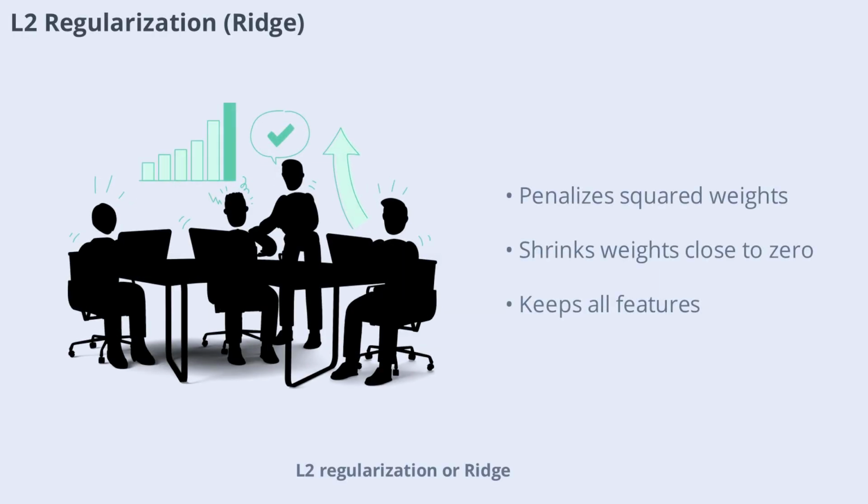L2 regularization, or ridge, adds a penalty based on the squared values of the model's weights. Unlike L1, it doesn't force weights to zero but shrinks them towards zero. This spreads importance across all features and is especially helpful when many features contribute a little to the outcome. Ridge regularization is a go-to for controlling model complexity without dropping features entirely.